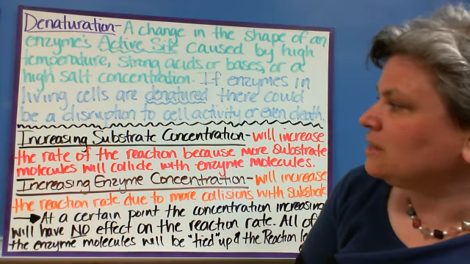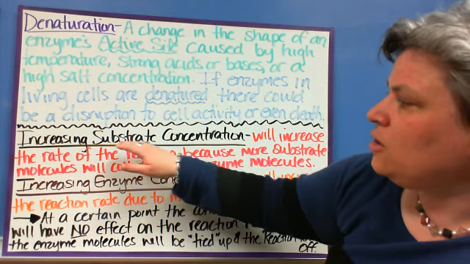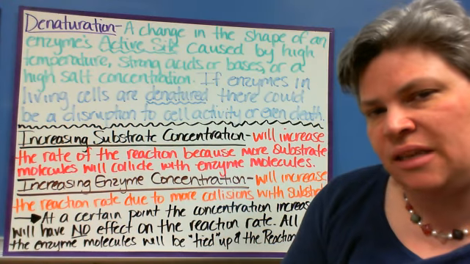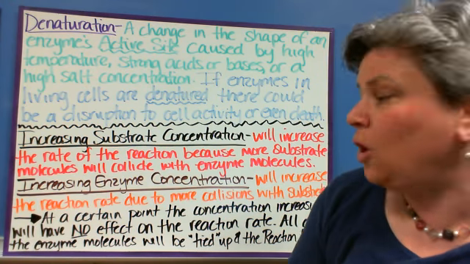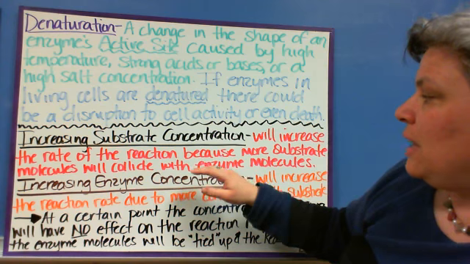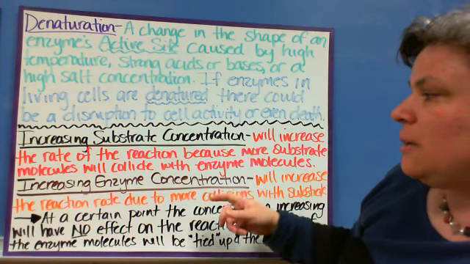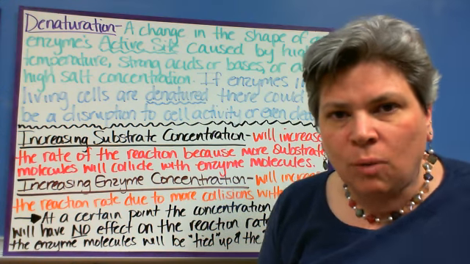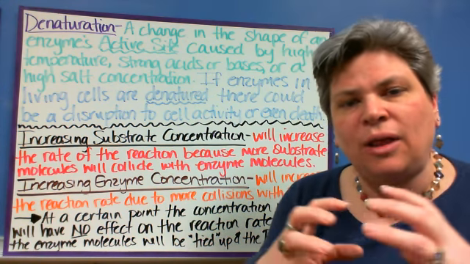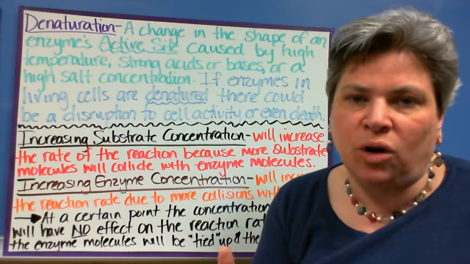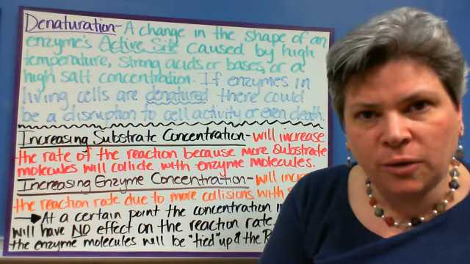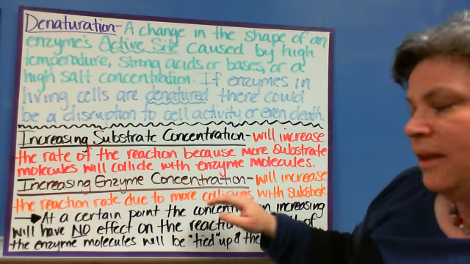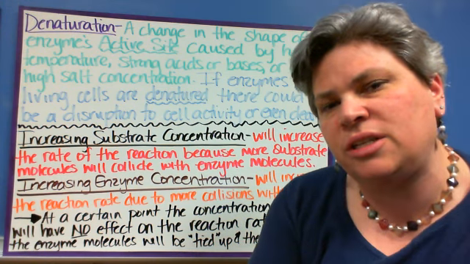So the last couple things that I want to look at is increasing the substrate concentration. So if we add more of the stuff that the enzyme is going to work on to the reaction, what's going to happen? The reaction rate will increase because more substrate molecules can collide with the enzyme. Well, that makes sense. If I add more substrate, then the collisions will happen more often just because there's more of it there. So what if we go the other way? If I add more enzyme, again, the reaction rate will increase because more collisions can occur with the substrate.